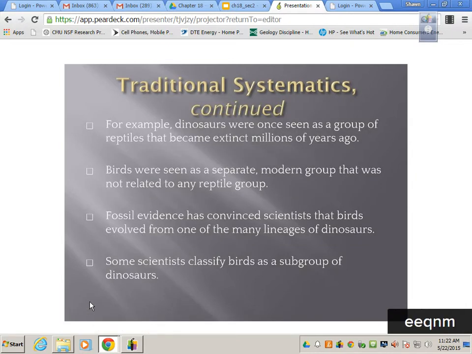And we look at dinosaurs. We used to think that they were a group of reptiles that became extinct millions of years ago. And birds were seen as a separate, more modern group that was not related to a reptile group at all. Fossil evidence has convinced scientists that birds evolved from one of many lineages of dinosaurs. And some scientists actually classify birds as a subgroup of dinosaurs. How many of you knew that? The birds and dinosaurs are really cool.